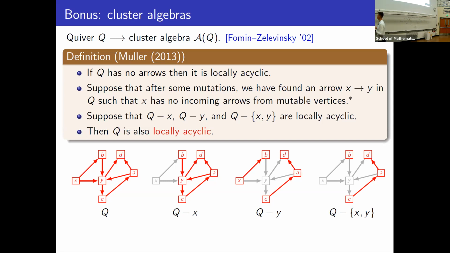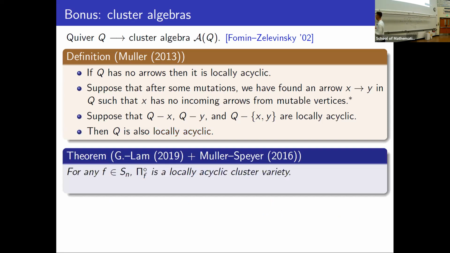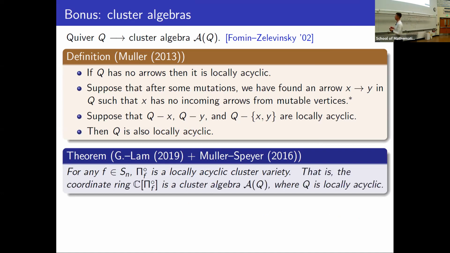In particular, one theorem that we proved is that if you combine our paper with a paper by Miller and Speyer, what you see is that for any permutation, the open Positroid variety is a locally acyclic cluster variety. In other words, it's a variety, so it has a ring of polynomial functions, and that ring happens to be equal to the cluster algebra for some natural quiver associated to it. Moreover, that quiver is locally acyclic, and that part is due to Miller and Speyer.